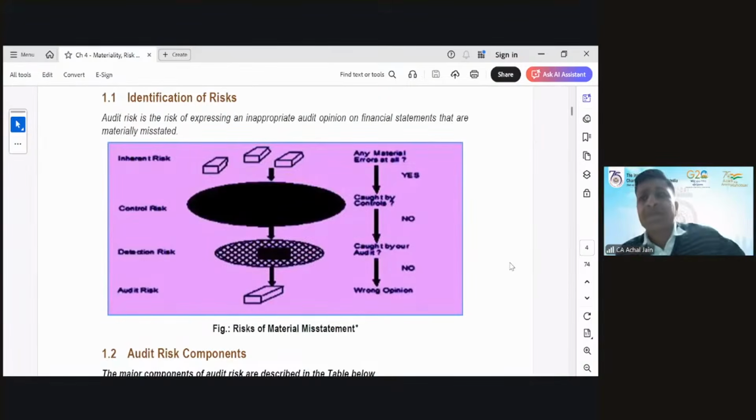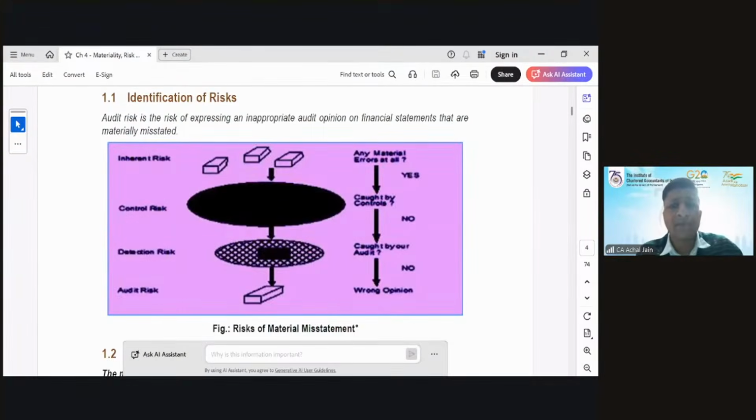Now, if we have to become slightly more technical in terms of our discussion, so what can we say? There is a risk that the auditor may not be able to express an appropriate opinion on the financial statements. There's a risk that the auditor may not be able to find out material misstatements, and therefore he may be expressing an inappropriate audit opinion. So that's the risk. Yes or no? That's the risk which you can think of and which could be there in the audit. Yeah, in a very simple manner.